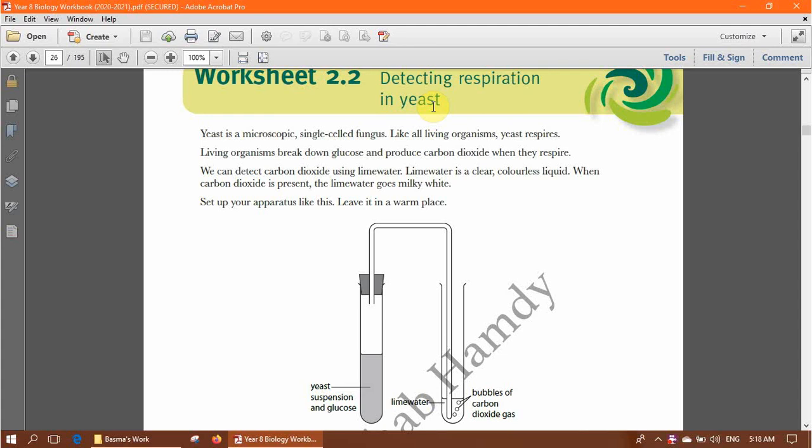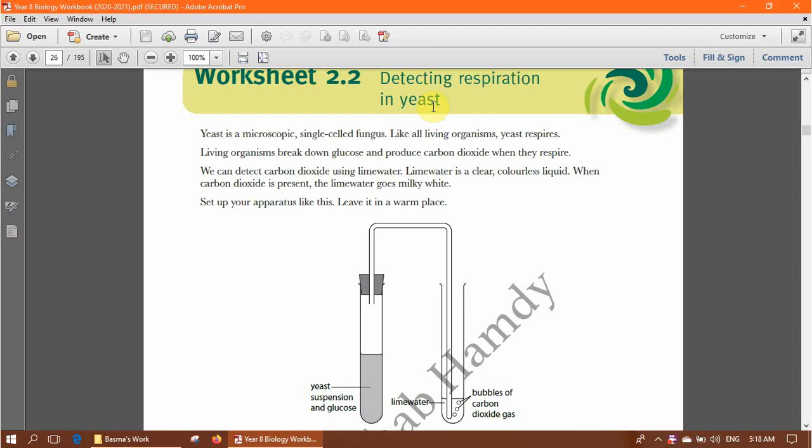Okay, so in this question, page 26 in the workbook, he's saying that the yeast is a microscopic single-celled fungus. It's a fungus made of only one cell. And like all organisms, of course, the yeast respires. So the yeast respires how? Respiration is the breaking down of food to release energy.